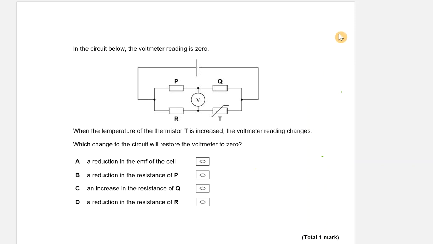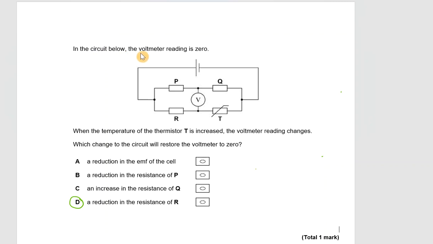If you want to choose a different question from the same topic, click on the information card over here. If you want to answer the question yourself, pause the video now. Got the answer D? Well done. Keep listening if you want to hear my explanation.